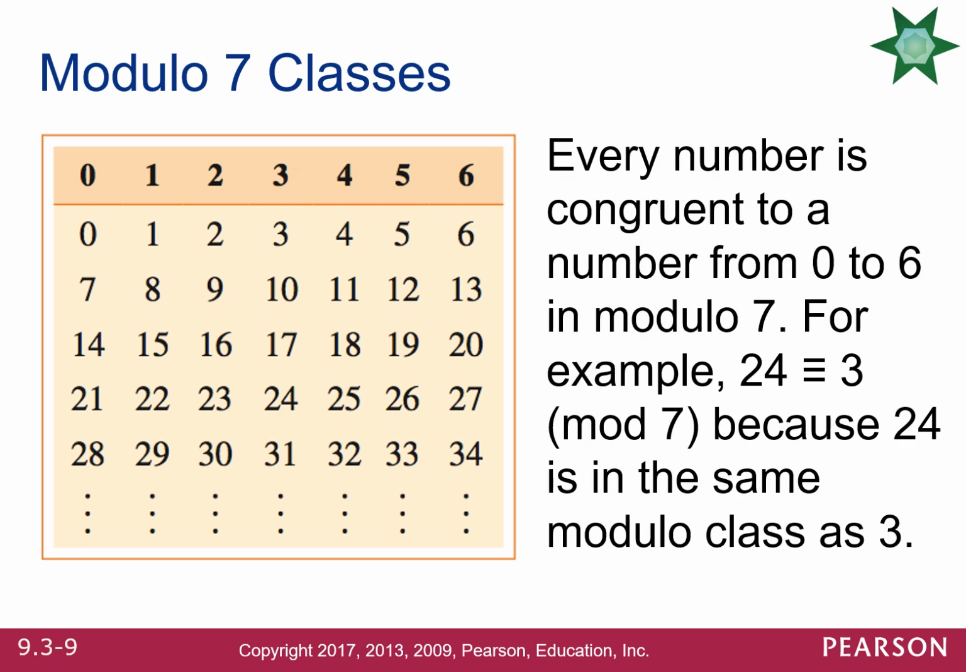Okay, so it says here every number is congruent to a number from 0 to 6 in modulo 7. For example, 24 is congruent to 3 mod 7 because 24 is in the same modulo class as 3 is. All right, so that's how we should be reading and interpreting a table that represents a modulo class.